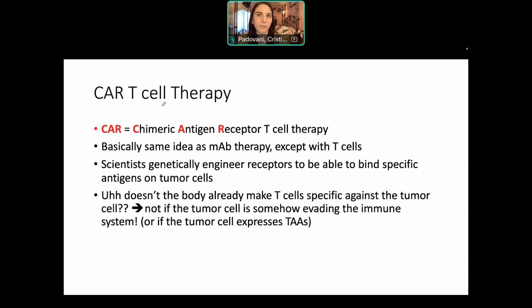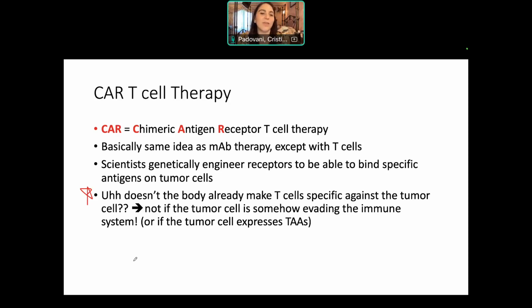So it's kind of like a mix of a monoclonal antibody, but now it's not just an antibody. Imagine you're tacking that onto a T cell, like a legitimate T cell. And then right here, you might ask, doesn't the body already make T cells specific against the tumor? Why are we doing all this? Doesn't the T cell already do this?